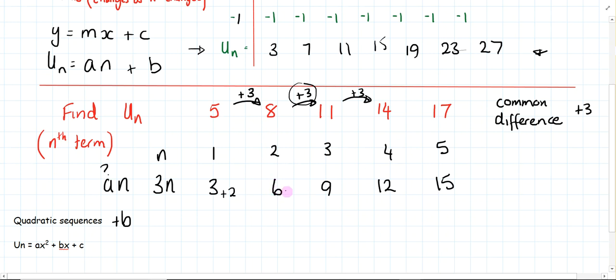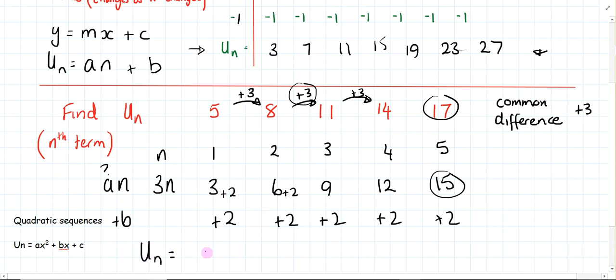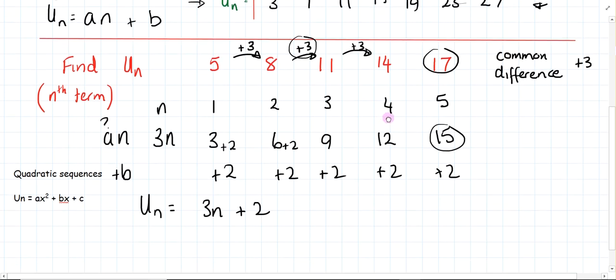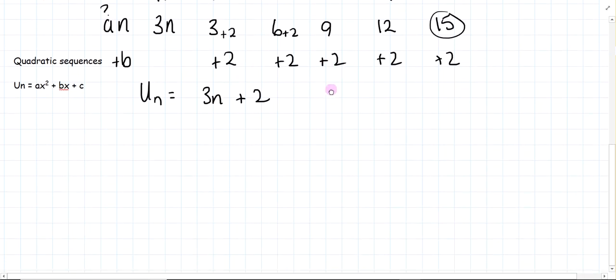And then I just check, does it work? So 6 plus 2 should equal 8, and it's always going to be plus 2, plus 2, plus 2, plus 2. That works for them all. 15 to 17, I add 2. So then un, I know, is 3n plus 2. That's the rule. Easy, right? Good. So we're going to apply this same method to our quadratic sequences.